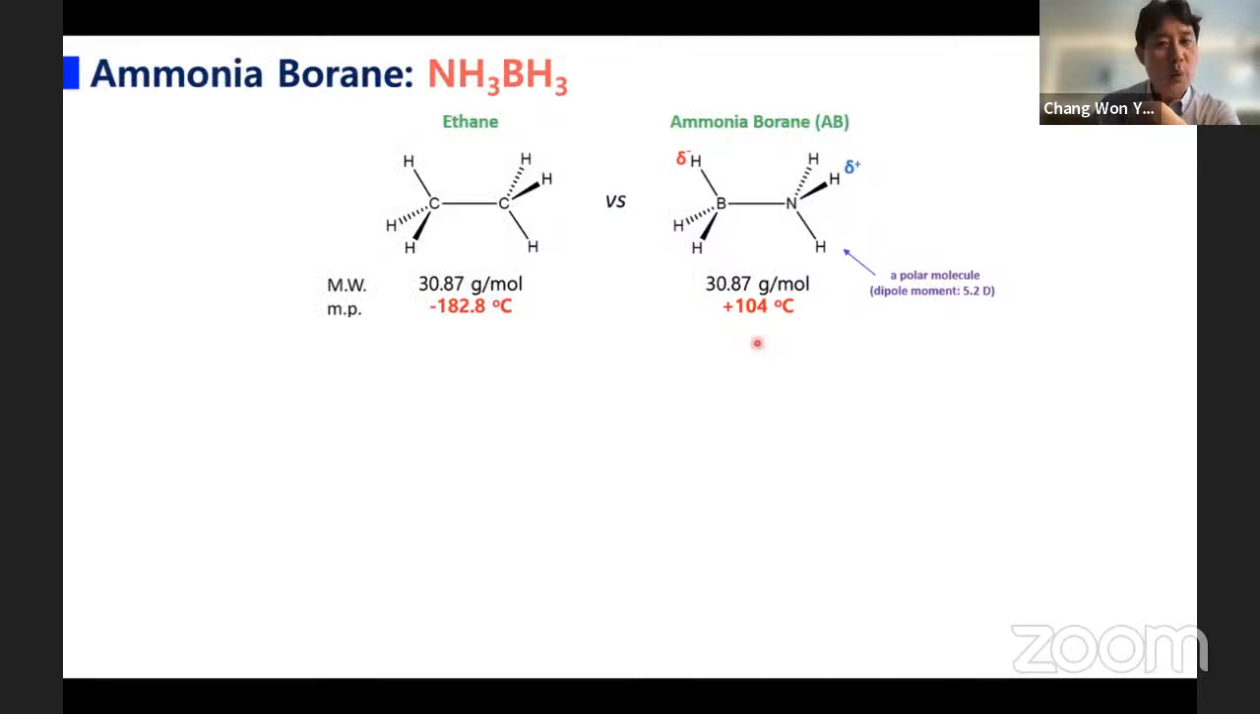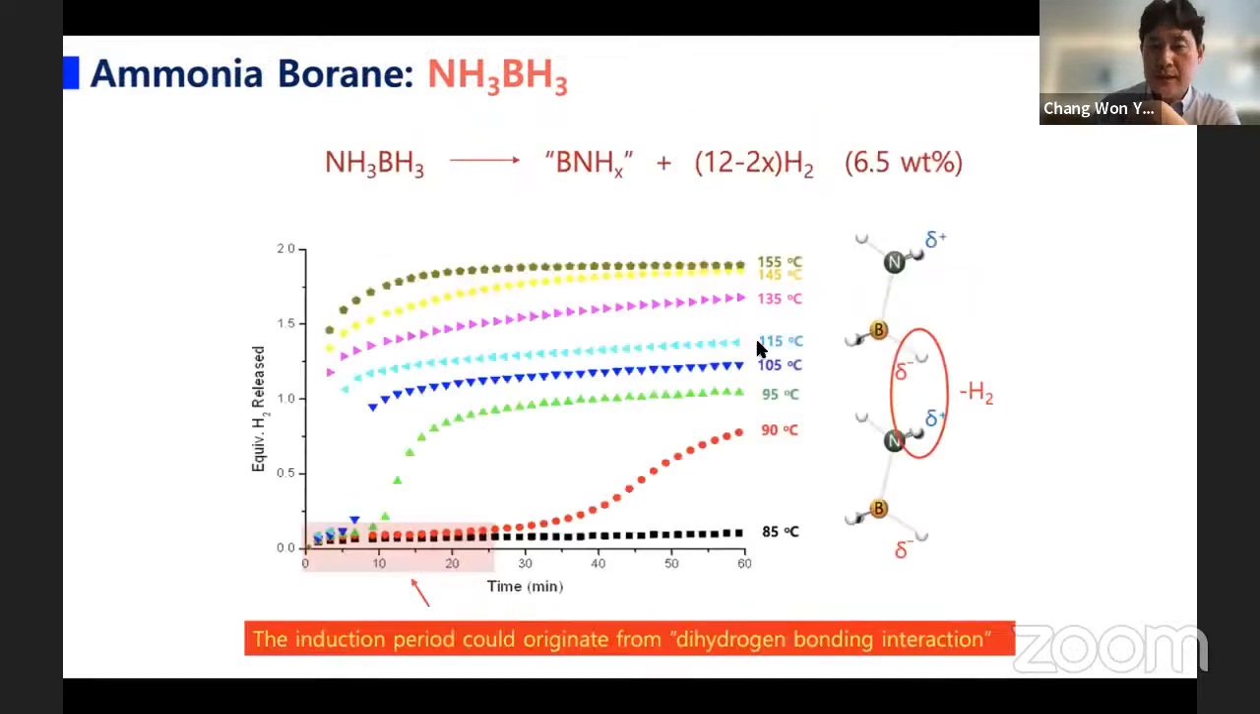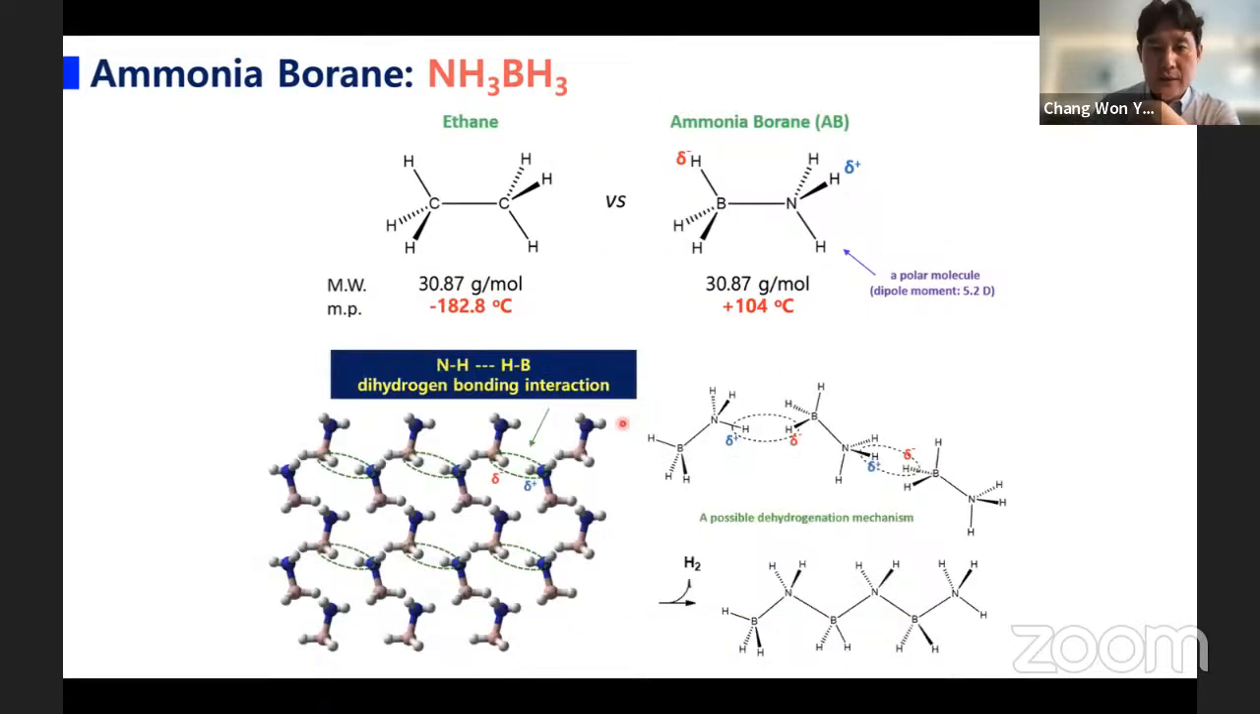That's not the problem. That's the interesting part. So why is it so different between these two? Scientists characterized the solid-state structure of ammonia borane, and it turns out this BH is hydridic and this NH is protonic. And in the solid-state structure, scientists found that there are many interactions between this BH and NH. This is called dihydrogen bonding interaction. And because of these interactions, this molecule is stabilized and exists as a solid at room temperature.